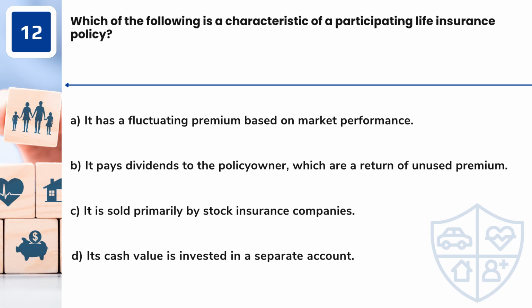Question 12. Which of the following is a characteristic of a participating life insurance policy? A. It has a fluctuating premium based on market performance. B. It pays dividends to the policy owner, which are a return of unused premium. C. It is sold primarily by stock insurance companies. D. Its cash value is invested in a separate account.